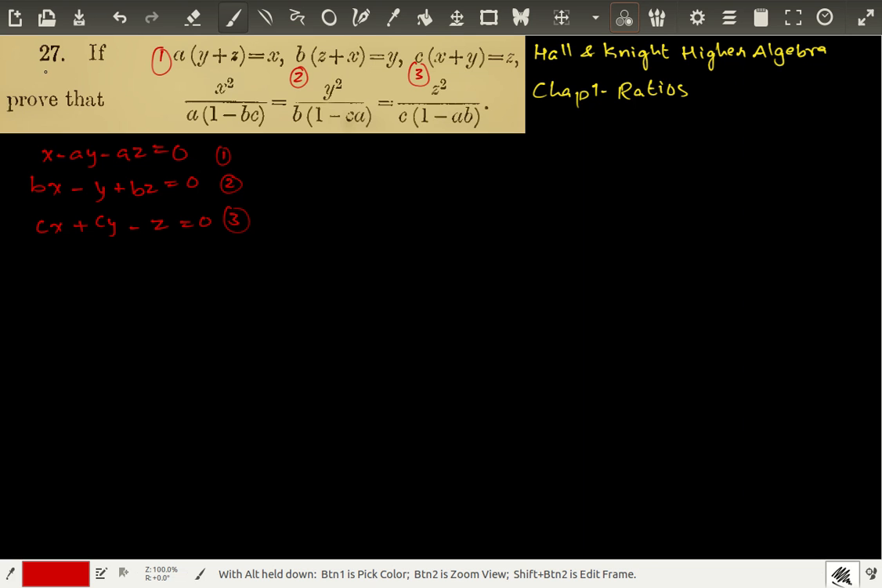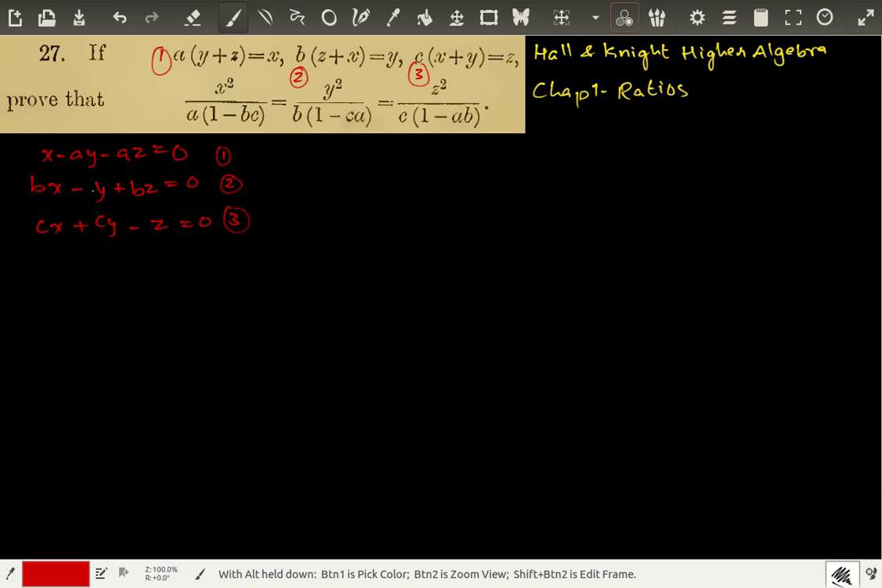This is problem number 27 from Hall and Knight Higher Algebra, Chapter 1 Ratios. We have been given three equations: a times (y + z) is equal to x, b times (z + x) is equal to y, and c times (x + y) is equal to z. We have to prove that x square over a times (1 minus bc) will be equal to y square over b multiplied by (1 minus ca), and so on.